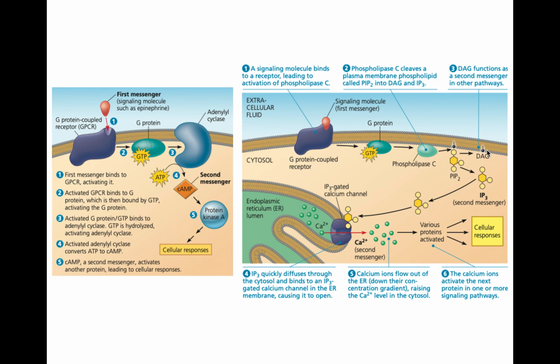DAG itself can act as a secondary messenger in other pathways. IP3 will diffuse through the cell and will come in contact with these ligand-gated calcium channels. It's an IP3 specific gated calcium channel, really. Once the IP3 binds, the gate will open, and calcium will flood into the cell because it's at higher concentration in the endoplasmic reticulum than it is in the cytoplasm of the cell. It'll flood into the cell, and that will cause cellular responses based on the original signal.